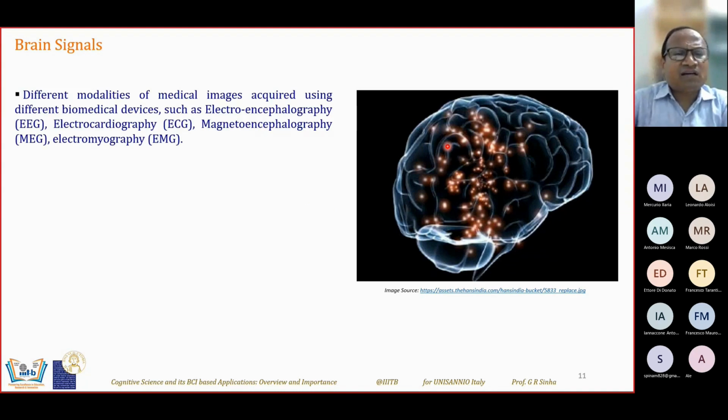So different modalities are generated and acquired by different biomedical devices. Like you see, what is EEG? Electroencephalography. What is ECG? Electrocardiography. But this is generally used for the cardiograph, the human heart.